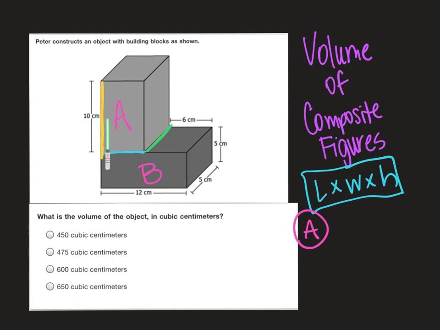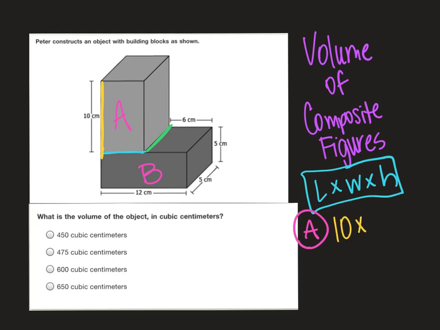This yellow part right here, this height, is 10. We've also talked about in class that it doesn't matter what order you write these numbers in, as long as you have the correct numbers, because multiplication is commutative. So length, width, and height, as long as you have the correct three numbers and multiply them correctly, you will get the same answer. So on A, we know we're going to use 10.